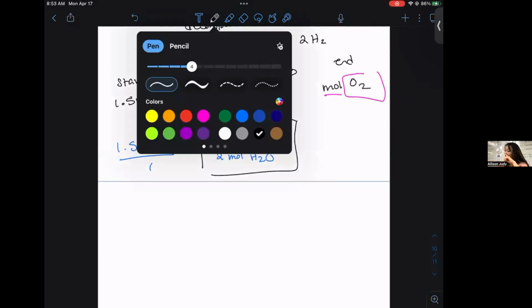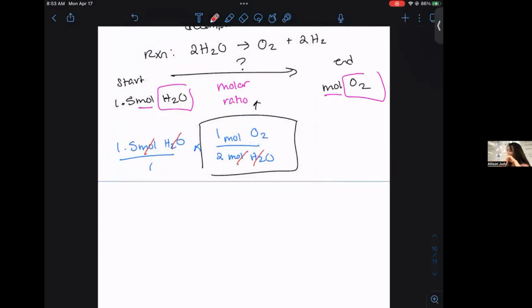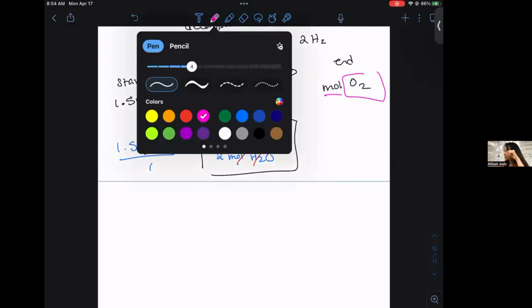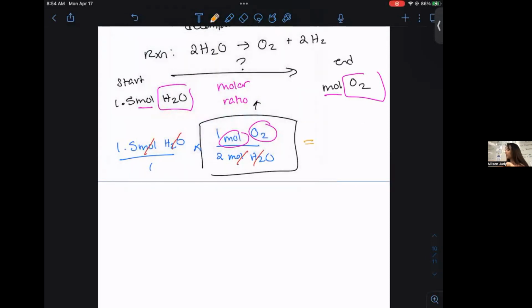And so what I see is my moles of water cancel out and I'm left in exactly what I want: moles of oxygen. And so what I get then is I multiply my math. So it says 1.5 times 1 over 1 times 2, so then what I get is 1.5 divided by 2. What is that? 0.75 moles of oxygen are produced according to the ratio revealed in the balanced chemical reaction if I start with the specific number of 1.5 moles of water.